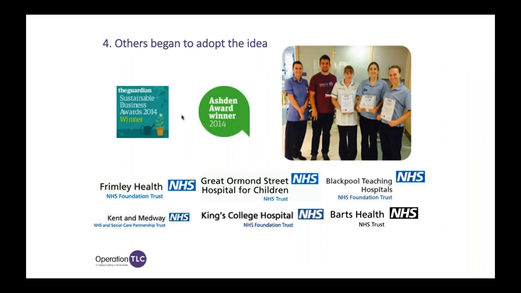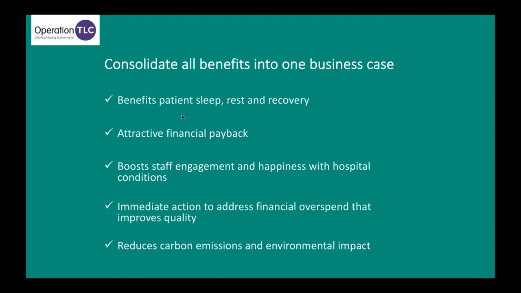And if we click on the next slide, you can see the list of the six trusts that we've worked with. Some pretty big names there: King's College Hospital, Great Ormond Street Children's Hospital. The campaign has also been recognised by winning some awards, the Guardian Sustainable Business Award and the Ashden Award. By running this programme in a number of places, we were able to consolidate all those benefits into one business case, which is on the next slide.